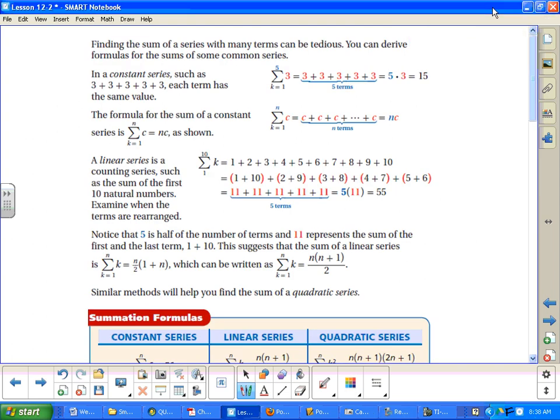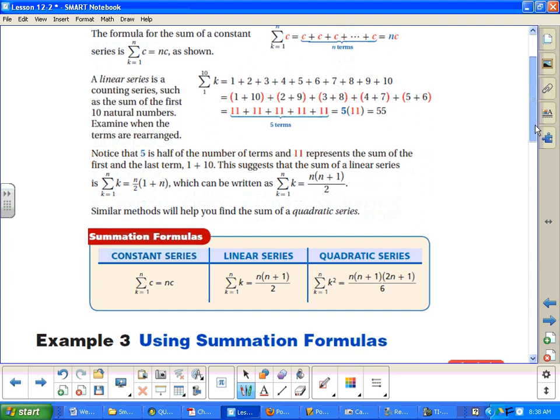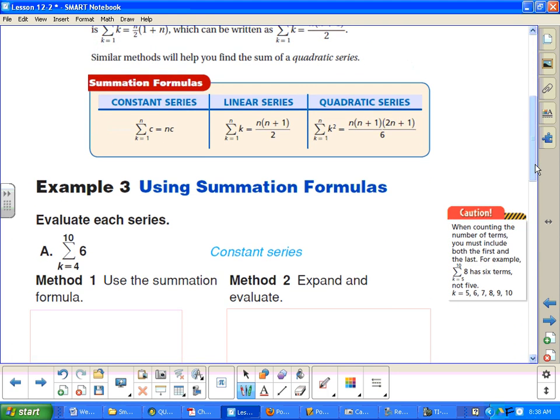Now, there are some formulas to help you if you have a series that is a linear series or a quadratic series or what they call a constant series. And now I'm going to show you these formulas that you can use to find those answers quickly. But the thing is that you don't have to use them. Okay? You can always just take the numbers and add them together. So for instance, here are 3 different ways to find a series.